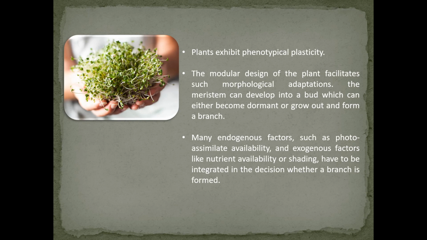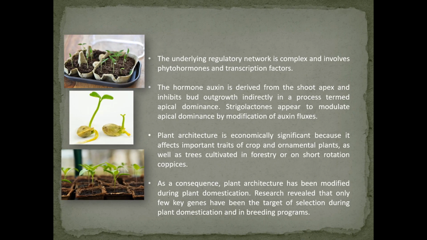And the modular design of plants is fascinating, such as in morphological adaptations. The meristem can develop into a bud that can either become dormant or grow out to form branches. Many endogenous factors such as photoassimilation, and exogenous factors like nutrient availability or shading, are integrated in deciding whether branches are formed. The underlying regulatory network is complex and involves phytohormones and transcription factors.